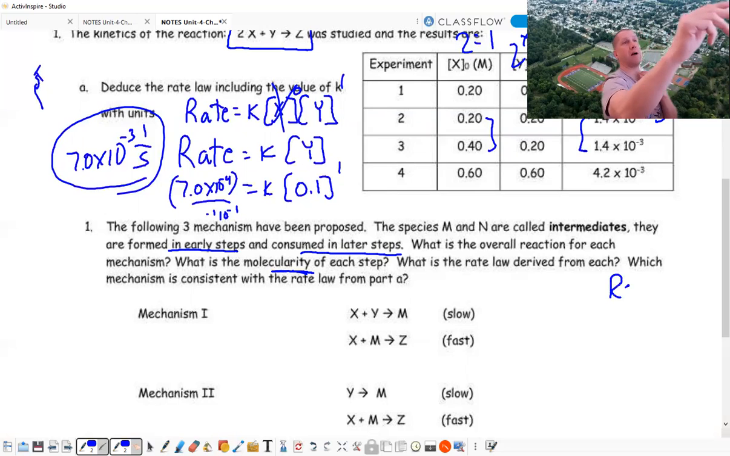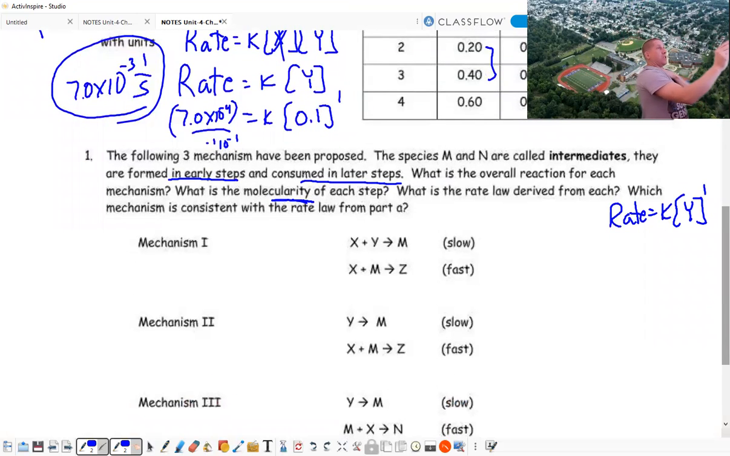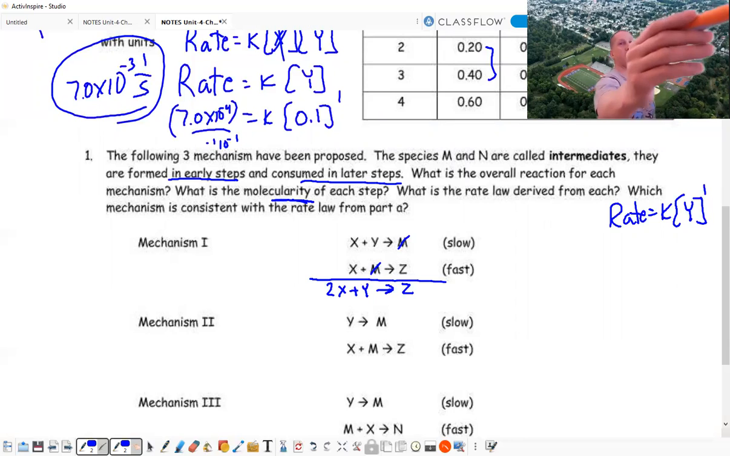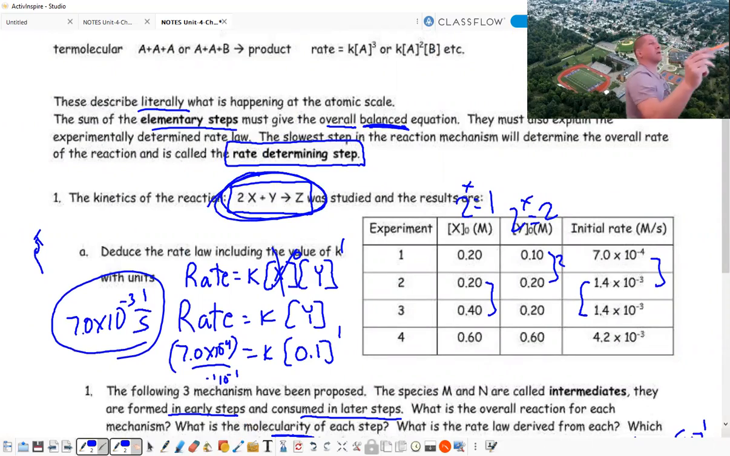So the part A rate law, what we're looking for is rate is equal to k times y to the first. So let's do the overall reaction first. Now, I don't want to cross them out yet because I don't want to confuse you. So an M and an M cancel. Why? Well, because one's on the product side and one's on the reactant side. So then the sum total is 2x plus y yields z. And that was our overall reaction. 2x plus y yields z.